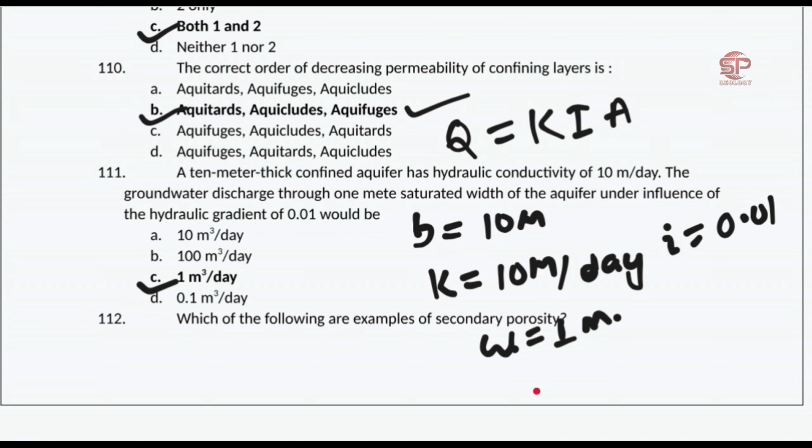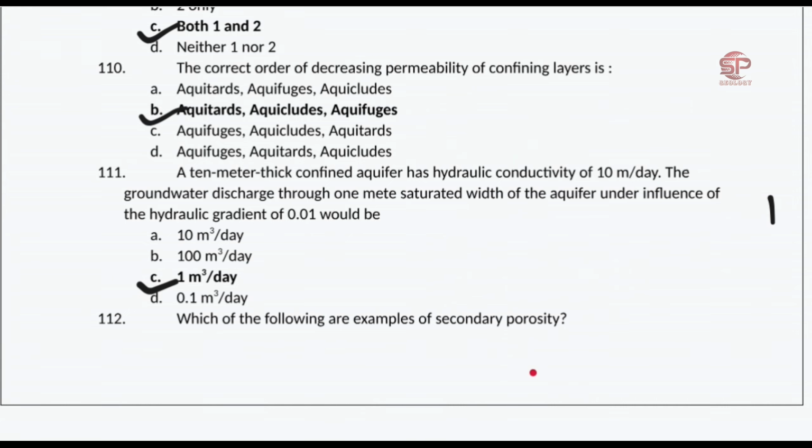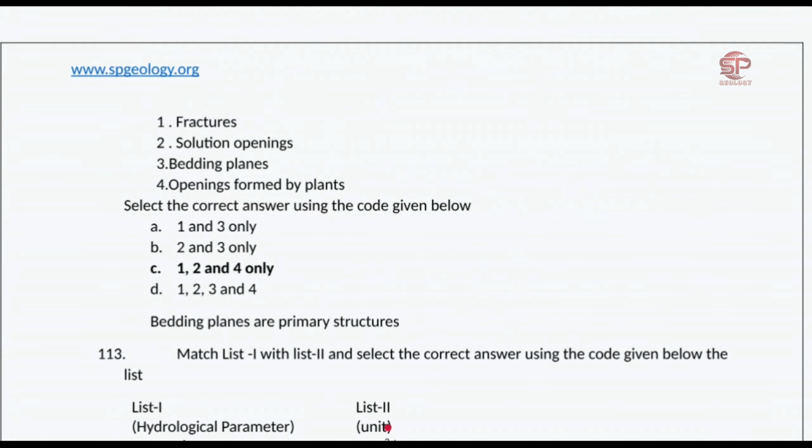Then also, which of the following are examples of secondary porosity? Secondary porosity is porosity that forms after the formation of the rock. Fractures are produced after the formation of rock. Solution openings are produced after the formation of the rock. But bedding plane is produced during the formation of the rock. During the formation of sedimentary rock, bedding planes are produced, so it is a primary porosity. Openings formed by plants are also secondary. So answer will be 1, 2, and 4.